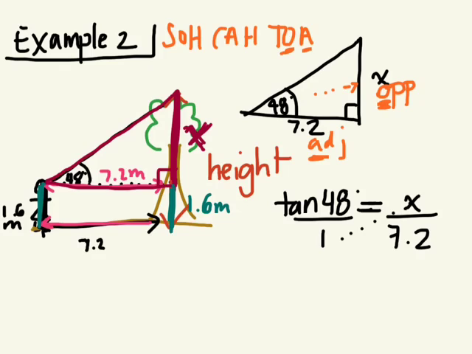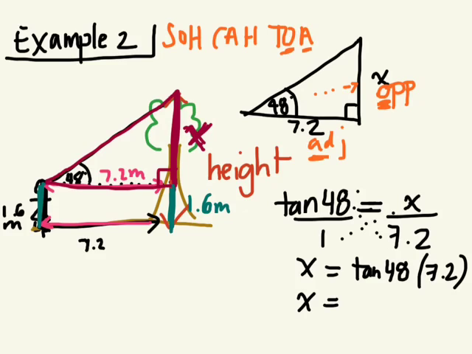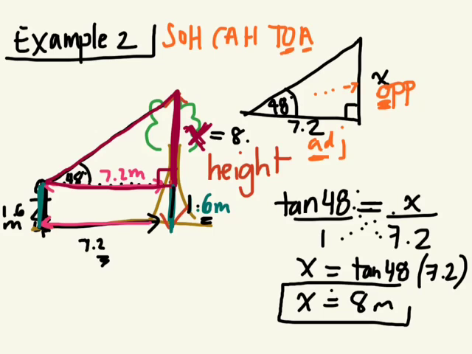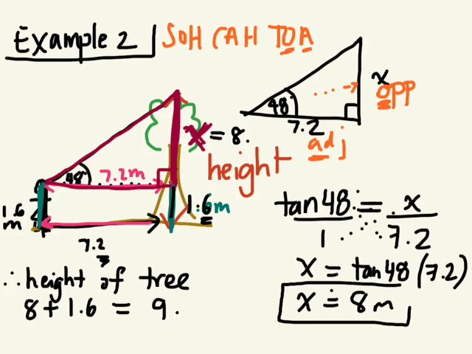Put this over 1, cross multiply. 1 times x. Then you're going to punch in tan 48 times 7.2. And we'll round it to 1 decimal place, just because everything in the question is rounded to 1 decimal place. X equals 8 meters. Look. The question says, what's the height of the tree, though? Well, if x is 8, and this part's 1.6, therefore, what's the height of the tree? 8 plus 1.6 equals approximately 9.6 meters tall.